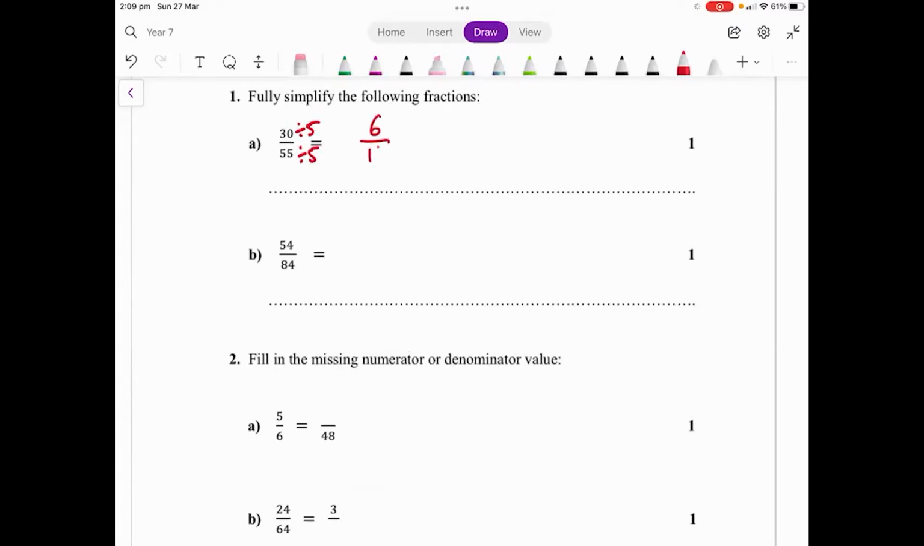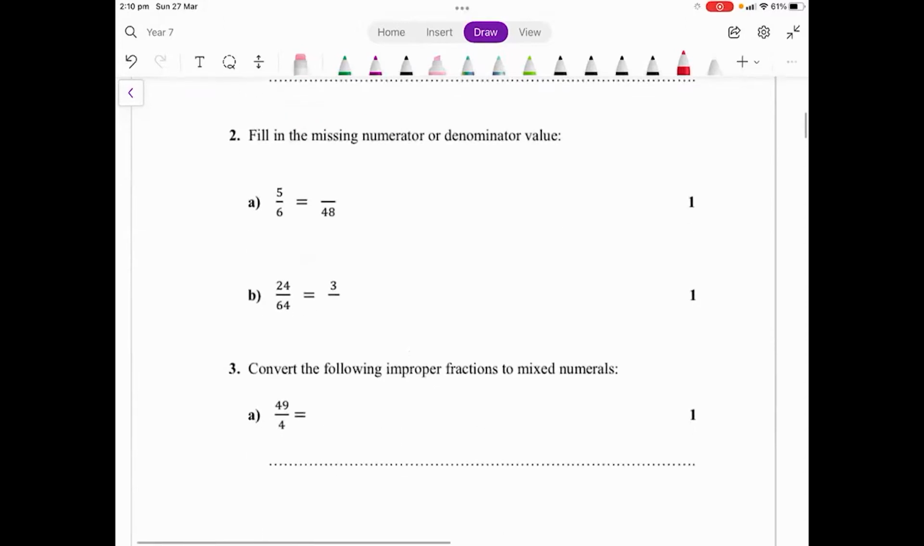54 and 84, the highest common factor is 6. So 54 divided by 6 is 9. 84 divided by 6 is 14. If you didn't know that the highest common factor was 6, and instead you divided by 2 first, and then divided by 3 second, you would still get the same answer.